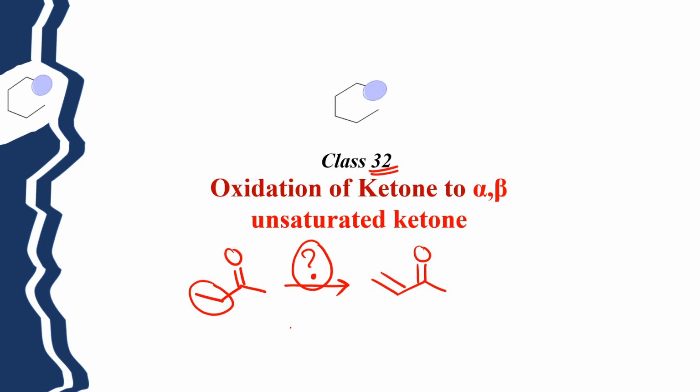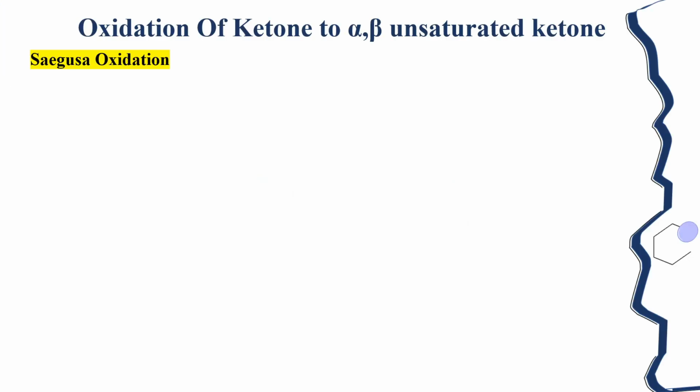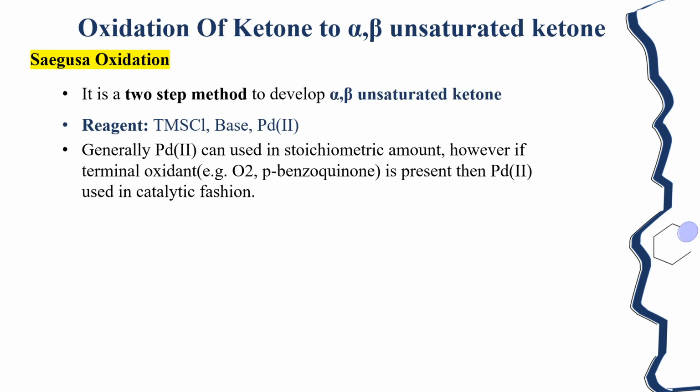So basically there are two different types of reagent. One is the Saegusa oxidation and another one is the selenation. So we'll discuss both. First, let us talk about the Saegusa oxidation. The Saegusa oxidation is a two-step method to convert a ketone to its corresponding alpha beta unsaturated ketone.